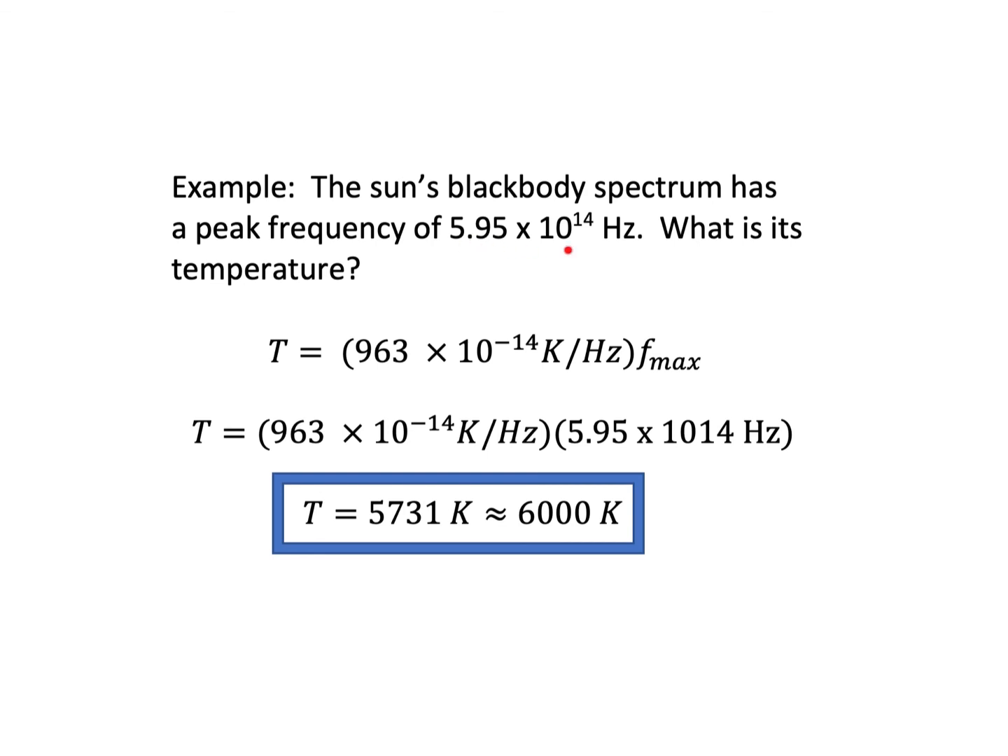And so if we know the frequency of the sunlight that's brightest, the color that's brightest, in other words, we can plug that number into our formula for f max and multiply it by this constant, and we get the temperature of the surface of the sun is 5731 Kelvin, or about 6,000 K. So without even going to the sun, we can measure how hot the surface of the sun is, which, again, pretty darn cool.